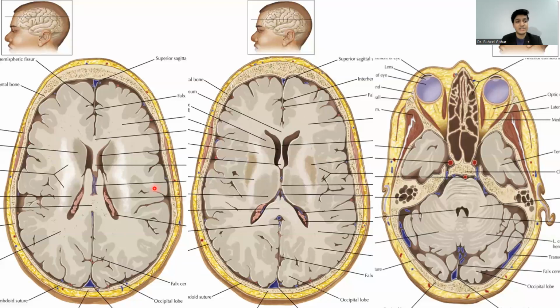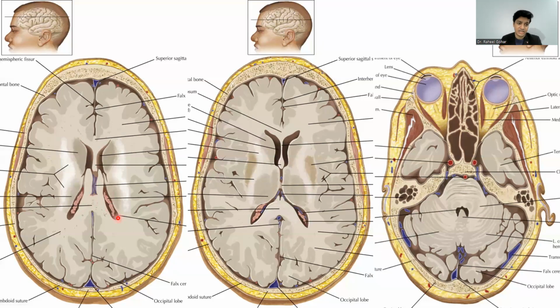So again in the axial sections you can see these are the lateral ventricles. As we go down, these are the frontal horns, these are the interventricular foramen, this is the third ventricle, this is the occipital horn, and here inside you can see this bluish and reddish structure. This is known as the choroid plexus, which is actually producing the CSF.